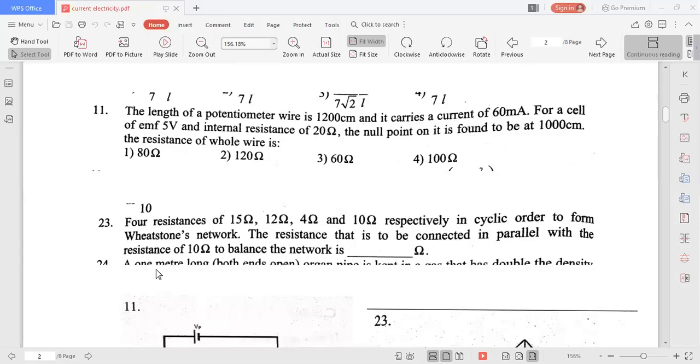Therefore, the potential gradient rho is equal to the potential drop across the potentiometer wire by the balancing length. This is equal to the current passing through the potentiometer wire into the resistance of the potentiometer wire, by the total length of the potentiometer wire. Here rho is the same everywhere. This rho, the potential gradient, is equal to 1/2.